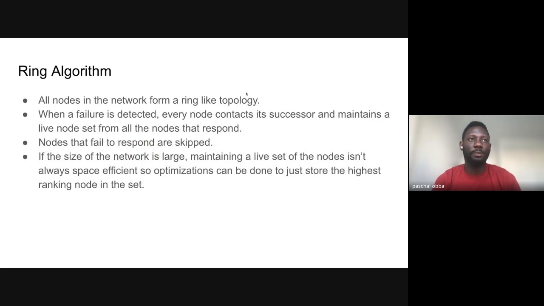Okay, so this is the ring algorithm I was talking about, Haley, where all nodes in the network form a ring-like topology. When a failure is detected, every node contacts a successor and maintains a live node set from all the nodes that respond. Nodes that fail to respond are skipped. If the size of the network is large, maintaining a live set of these nodes isn't always space efficient, so optimizations can be done to just keep the highest ranking node in this set.